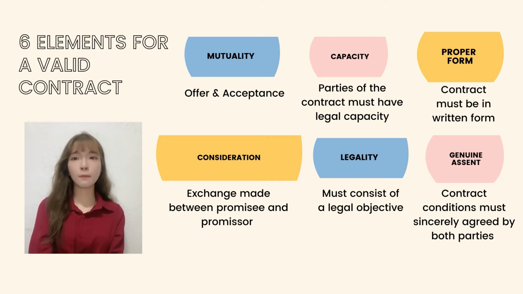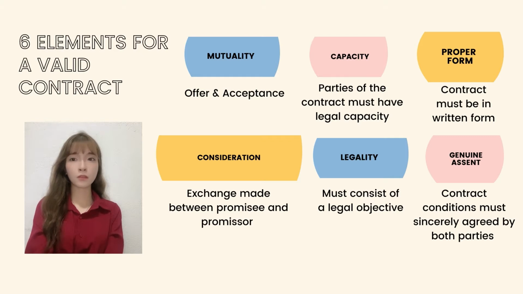Capacity means the parties in the contract must have legal capacity to do so. The person needs to have the ability to understand all the terms of the contract. Consideration means the other person would be giving something back in return. It would be considered as an exchange which would be made between the promisee and the promisor. Legality means both parties have the intention to create legal relations and intend to be legally binding.